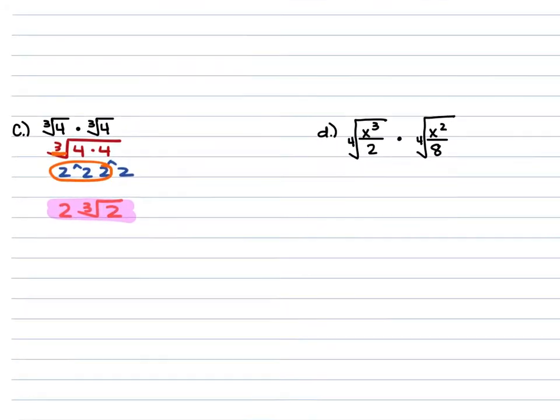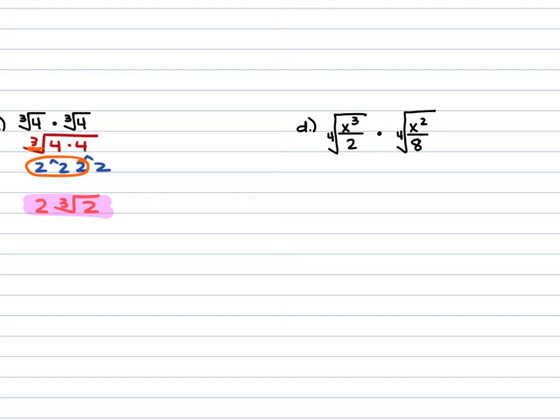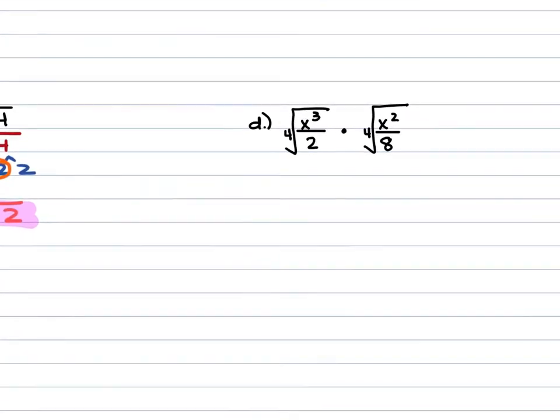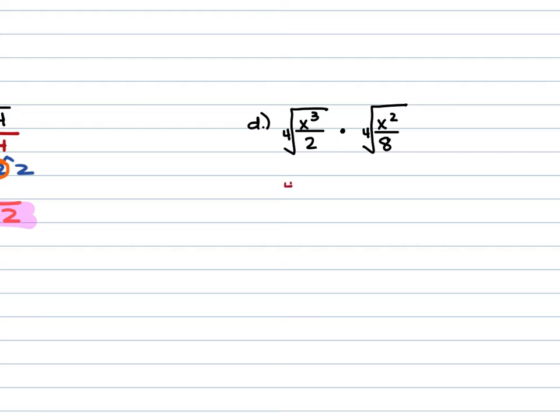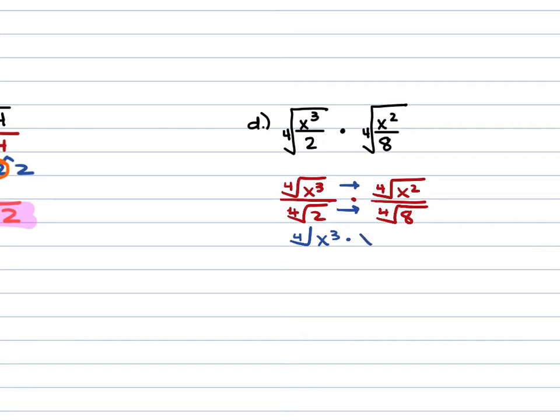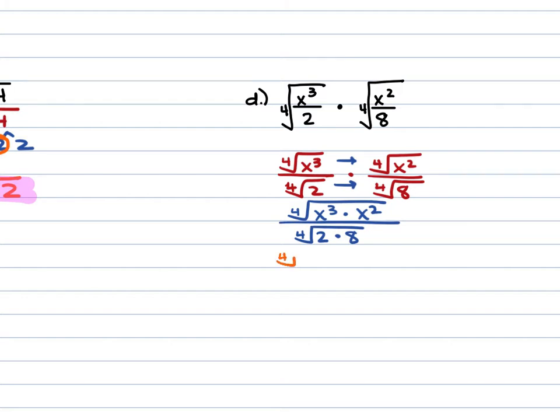For example D, we have the fourth root of x cubed over 2 times the fourth root of x squared over 8. So I'm going to rewrite this just as the fourth root of x cubed over the fourth root of 2 times the fourth root of x squared over the fourth root of 8. Now, when we multiply these, we're multiplying straight across. So we're going to have the fourth root of x cubed times x squared all over the fourth root of 2 times 8.